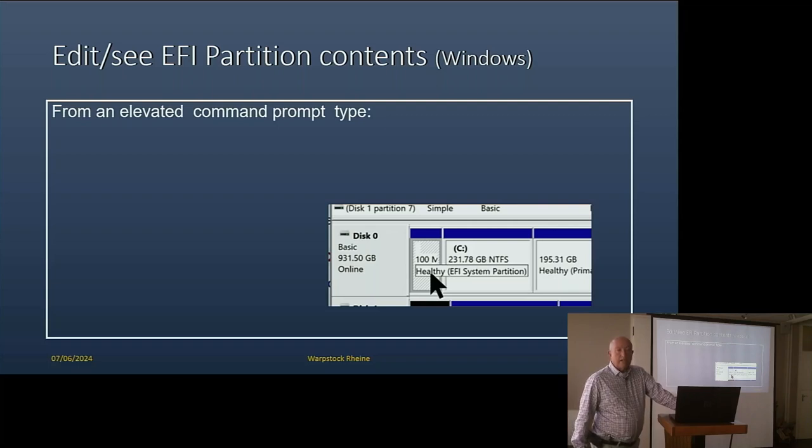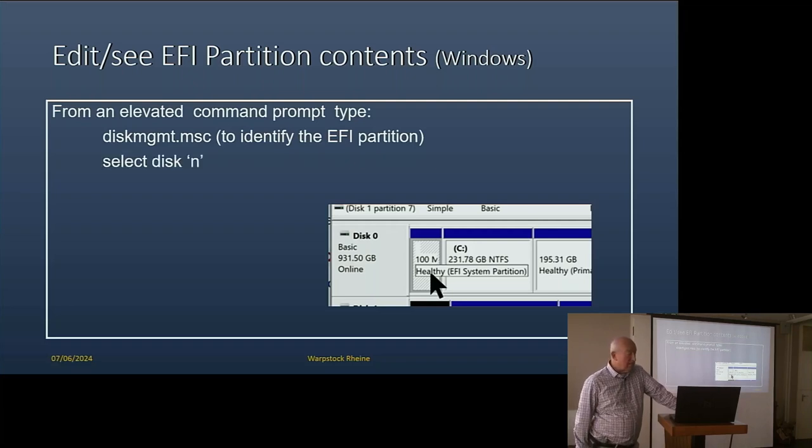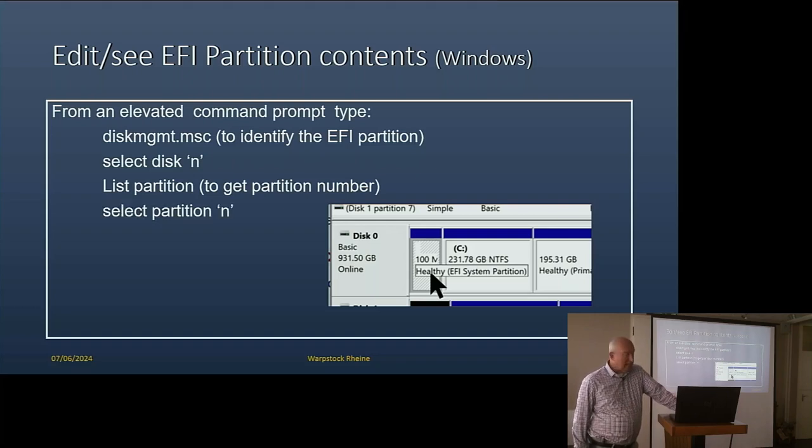If you want to use Windows, you're welcome to try. It's a little more difficult. You first have to find out where your partition is. Only if you go over with your mouse, you get some extra information here, EFI system partition. Then you type diskpart to identify the EFI partition. You select that disk. You list the partition to get the partition number. You select the partition, and you assign it a drive letter.